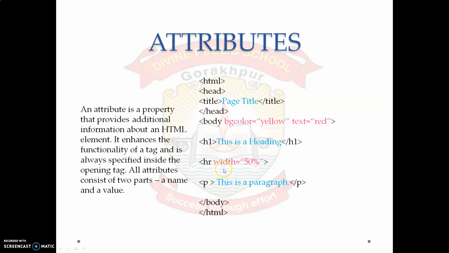Again we have another example here, the HR tag. I have told you that HR represents horizontal row. A line will be there by using the HR tag. Here the HR tag has only one attribute, that is width. Width equal to 50%. So again it is in double inverted commas. Here width equal to 50% means whatever the width of the screen is, it uses 50% of that screen while creating a horizontal line.